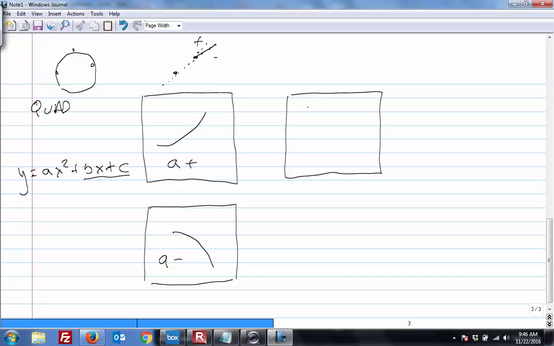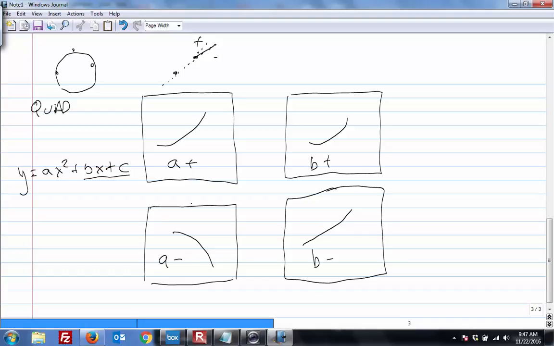Let's see here, so B. So the B's a little more complicated, but anyway, it's going to affect the shape. So if B is more positive, it's going to look more like this. If B is more negative, it won't be as curvy. It will affect the curvature. So this is B positive.